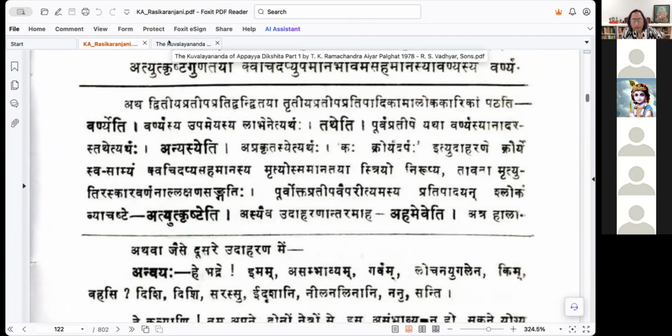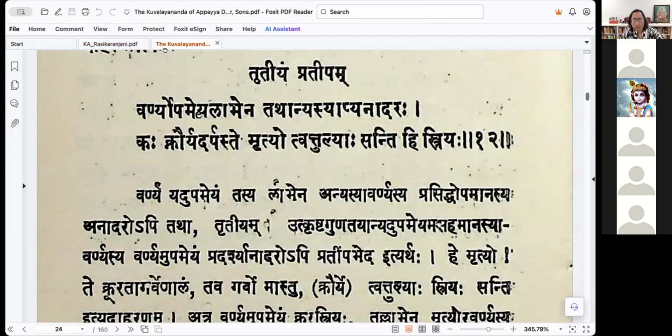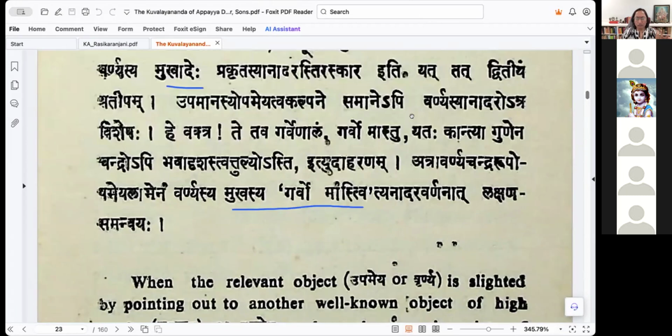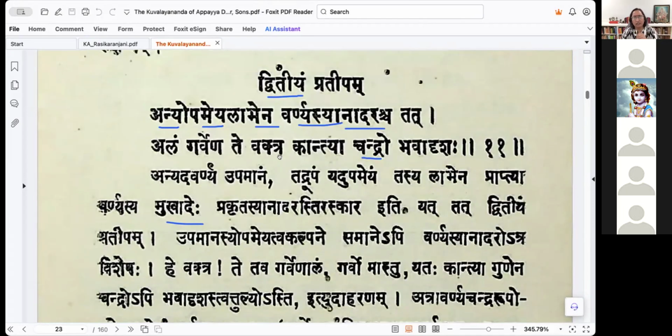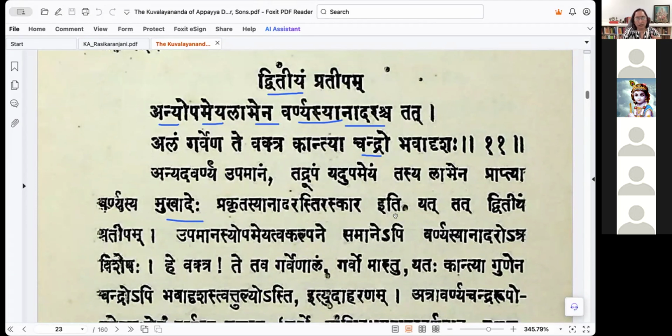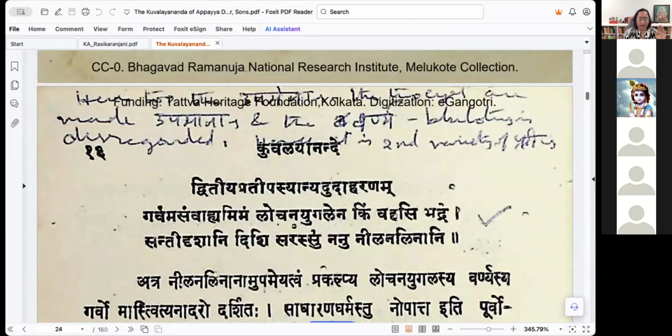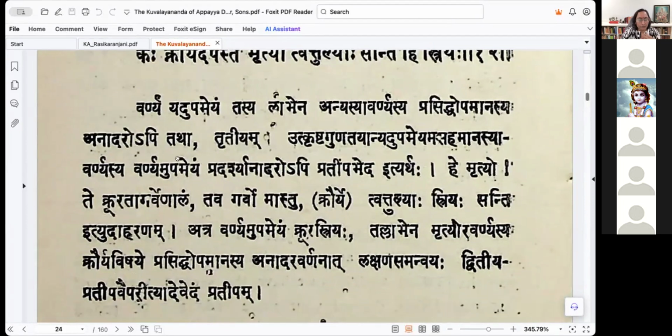And should the disrespect be normally shown by Bahuvachanam? Because in the second one also we had Neela Nalinani, there was a Bahuvachanam. Here also Striyaha Bahuvachanam. No, Striyaha is not the Anadara. Striyaha, it can be general. When there are all the women around, we ask, what is this for you. No, but not necessary. In the earlier example, it was not Bahuvachanam. Alam garvena te vaktra kantya chandraha tvatsadrishaha bhavadrishaha iti asti. So where is the Bahuvachanam here? Okay. So that doesn't matter. It depends on what you want to describe. That's all.